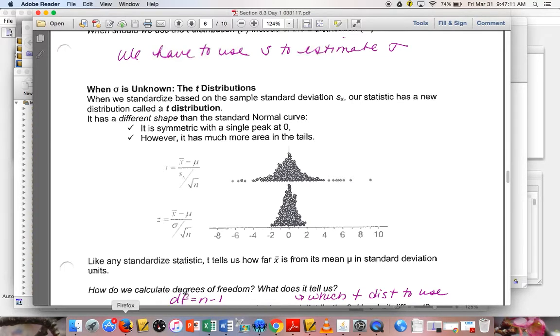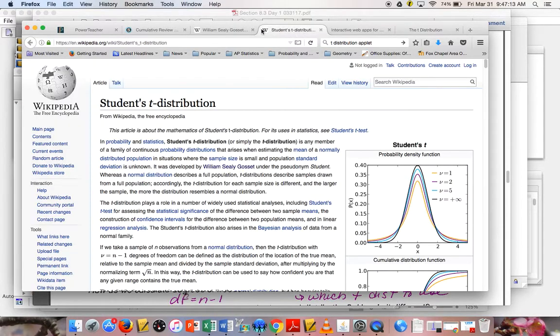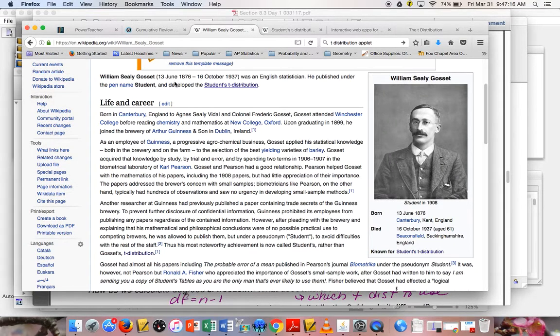So there was this guy. His name was William Sealy Gosset. He had a degree in chemistry and math, I guess, and he was working for Guinness. He went to get a job at Guinness at their brewery, and he was doing some research. He was looking at small samples, samples of about size 4, using the sample standard deviation and the sample mean. And he was standardizing those values.